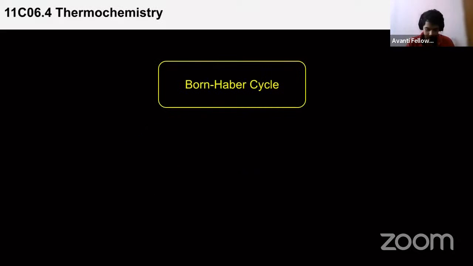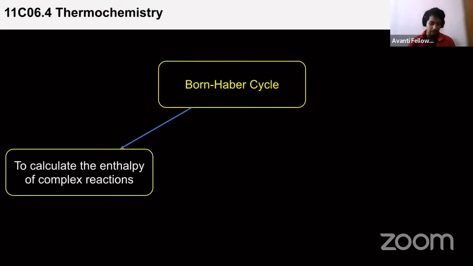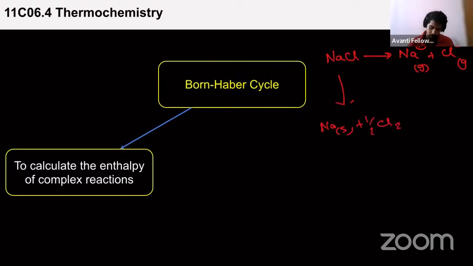Now, in the Born-Haber cycle, the first thing we'll be using is to calculate enthalpy of complex reactions. So Born-Haber cycle is, in case of lattice energy, let's say, whenever we are taking NaCl and converting into Na plus ion and Cl minus ion in gaseous state, we cannot directly get the calculation here. What we'll be doing, first thing we'll be getting is Na solid and Cl2 gas. This is the normal state of the standard ones, right? Chlorine exists as gas and sodium exists as solid.